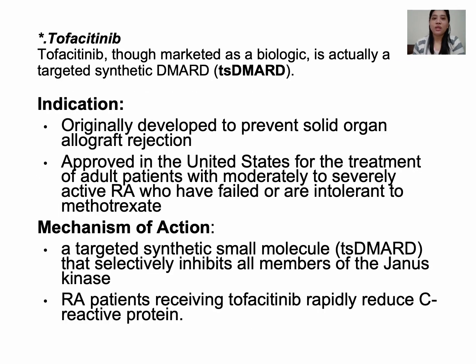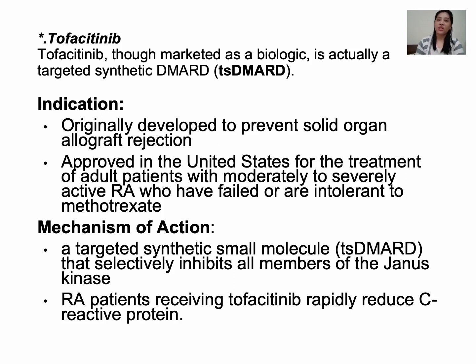Regarding tofacitinib, it is marketed as a biologic but it is actually a targeted synthetic DMARD. Its indication: it was originally developed to prevent organ allograft rejection. In the US, it is approved for the treatment of adult patients with moderately to severely active RA who have failed or are intolerant to methotrexate. Its mechanism of action: a targeted synthetic small molecule that selectively inhibits all members of the Janus kinase.